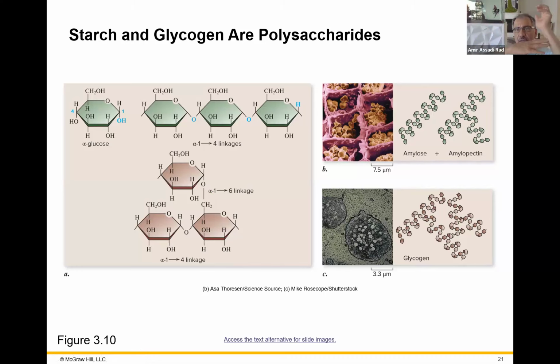That's what they call it, glycogen. However, the carbohydrates attached to each other in plants, like mashed potato, rice you eat, they are either straight or they're branched. They're either this or this, branched or straight.